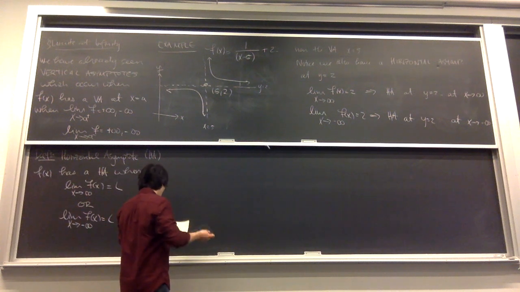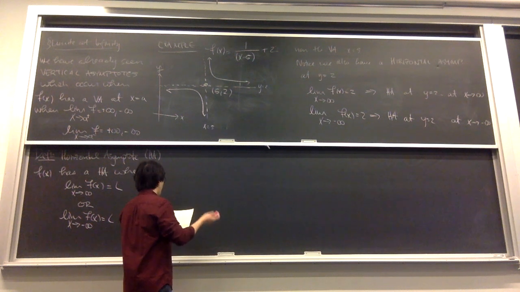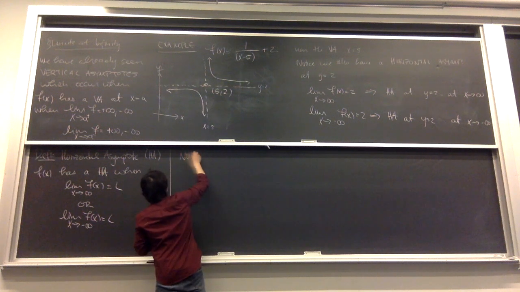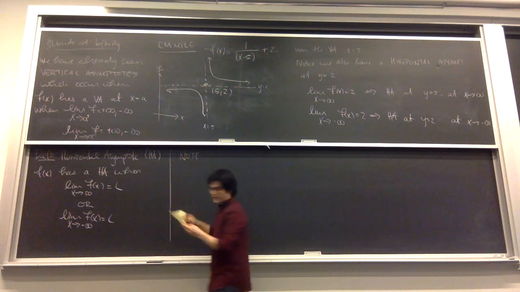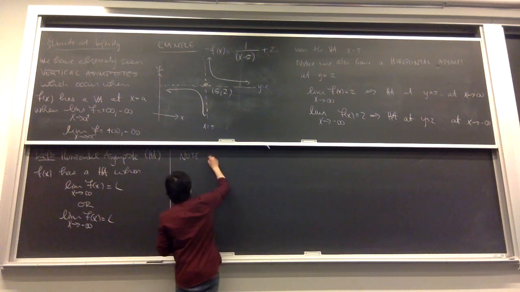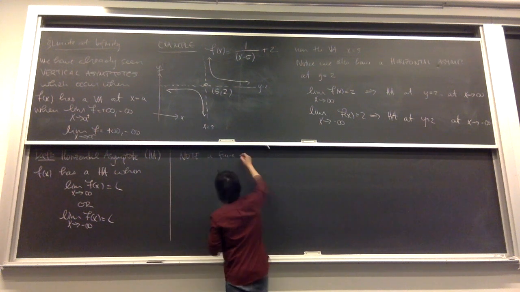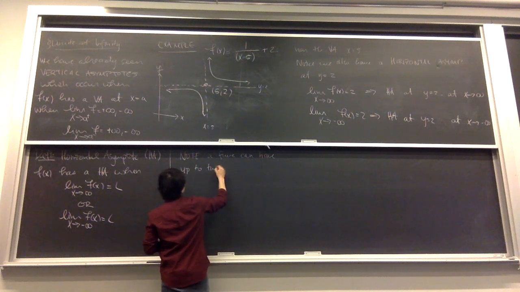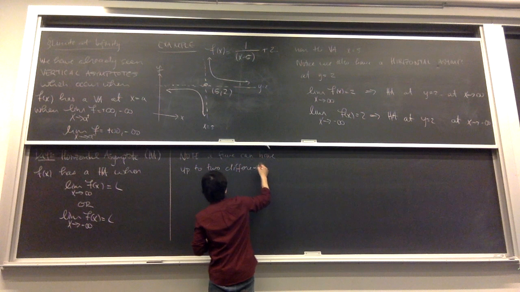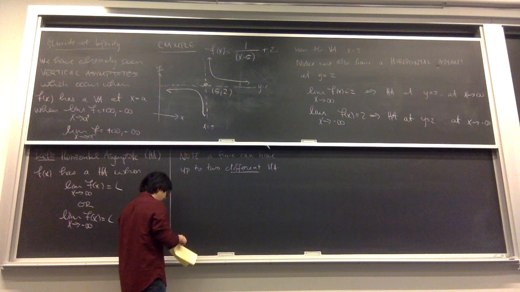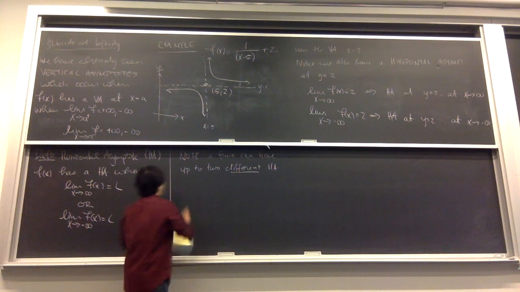So we have to have different definitions for these. I'm going to give you one more example, and then I'll talk about the definition in a bit. I want to show you at least one more function with a horizontal asymptote. Okay, so note, did I skip a thing? I sure hope not. No, I will define it soon. So note, a function can have up to two different horizontal asymptotes, one for each side of the infinity. But here's another example.